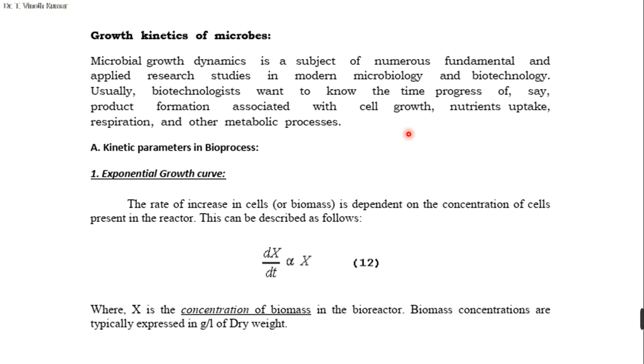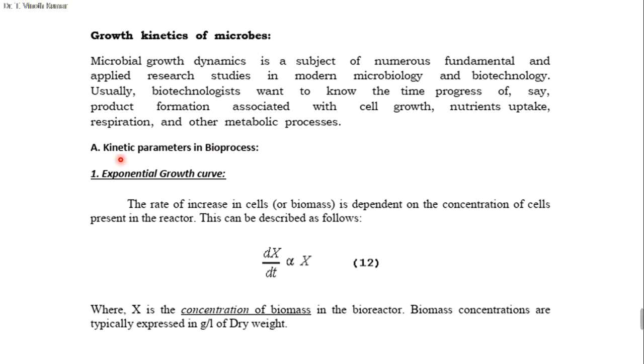This is going to deal with product formation associated with cell growth, nutrient uptake, respiration, that means oxygen mass transfer, and other metabolic processes. In this unit, the kinetics will deal with cell growth, that is biomass formation, the rate of nutrient uptake by the organisms, and respiration, that is the transfer of oxygen to the microorganisms from the media, and the metabolic processes involved. So we can go one by one.